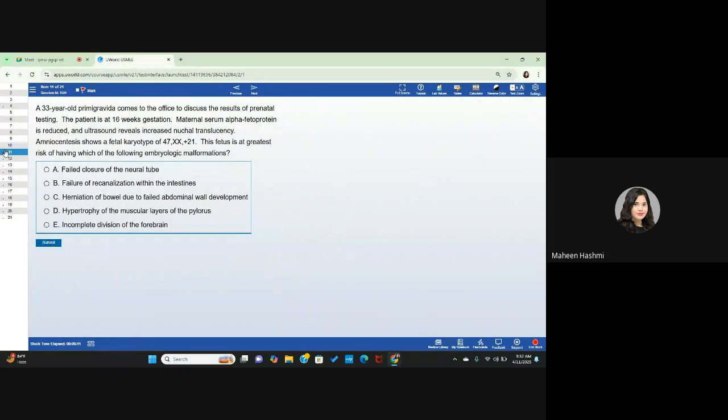All right, next question. Amniocentesis shows a fetal karyotype of 47,XX plus 21. What's this? Down syndrome. AFP is reduced, and you have increased nuchal translucency, so they're talking about Down syndrome. Down syndrome is associated with what? The fetus is at greatest risk of developing what?